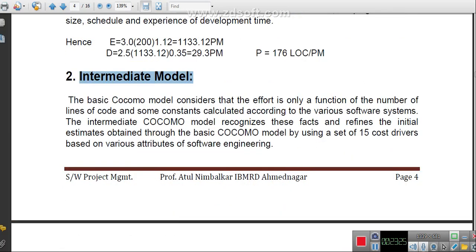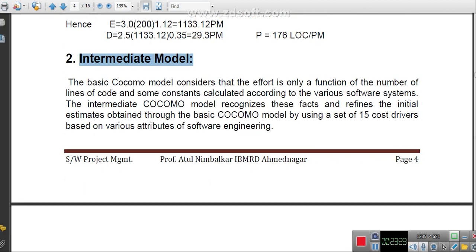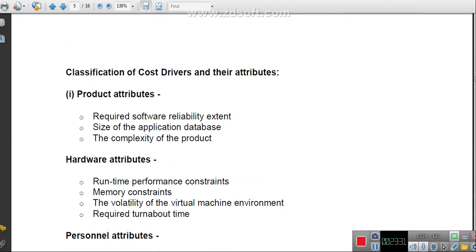So we can see what is intermediate model. अभी intermediate model में क्या होता है? There are in this particular intermediate model that Boehm proposed some attributes. So on those particular attributes you can calculate or you can estimate how much cost is required to complete the particular project. The first attribute, that is product attribute.